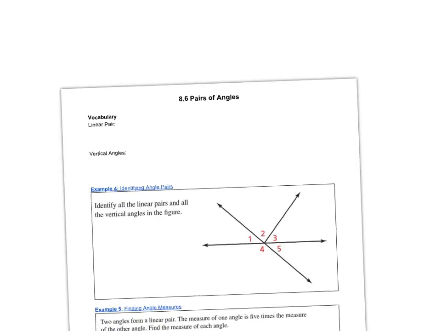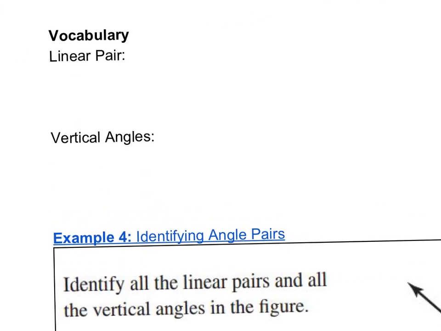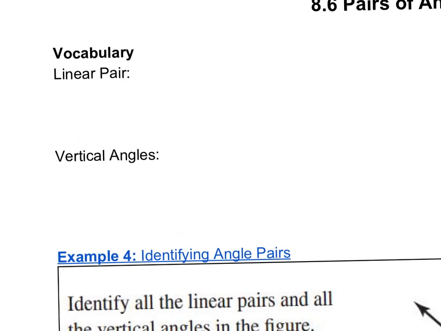So let's talk about what a linear pair is. Think about the word linear. We've learned about linear equations. The word linear means line. So a linear pair would be two adjacent angles that have a non-common side that are opposite rays. So it's basically, if I were to give you the Reader's Digest version, two angles that form a line, two adjacent angles that form a line.